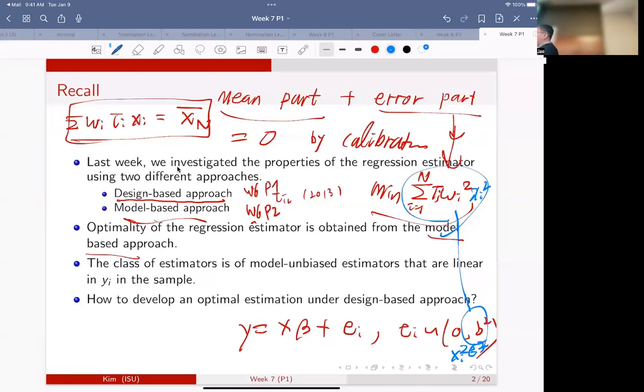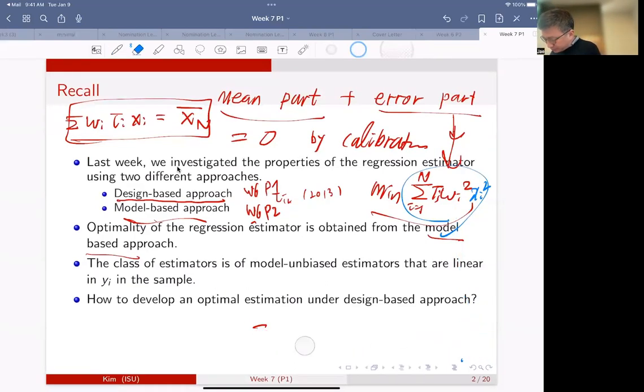So the whole idea is to minimize the mean square error. That is basically the reason. Okay. But that's not the end of the story. There are so many other things.